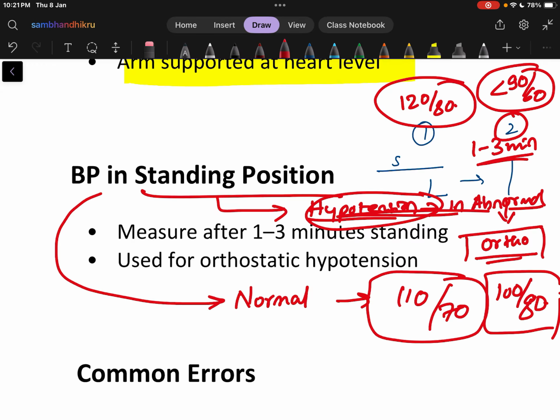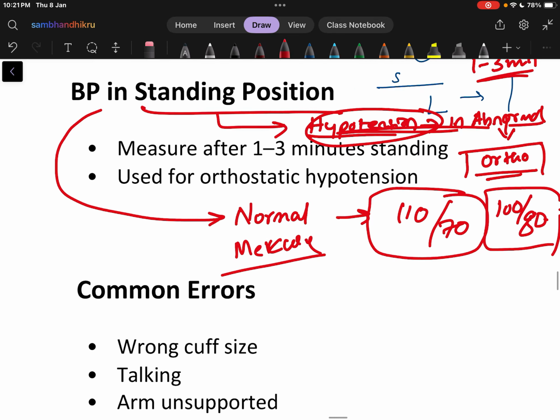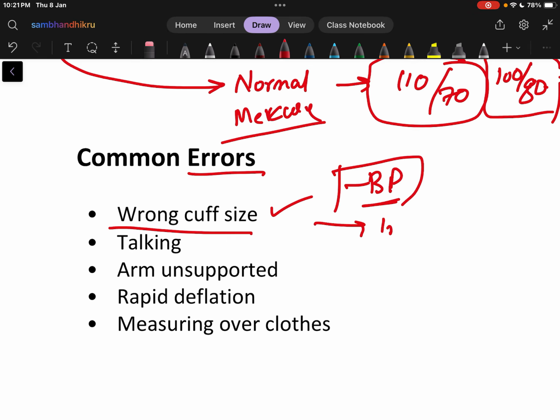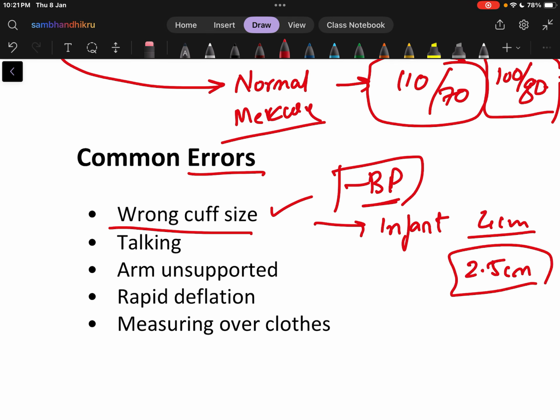Okay, so the most accurate is mercury BP assessment, right? Yes. What are the common errors? Wrong cuff size, if you took that, is also an error, because the BP reading will vary. Okay, you don't know the actual BP reading due to the errors. Wrong cuff size: infant cuff is 4 centimeter width. If you took 2.5 centimeter width for the infant, what happens? Falsely high BP will come.